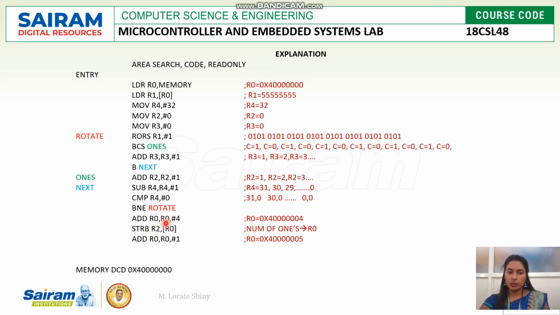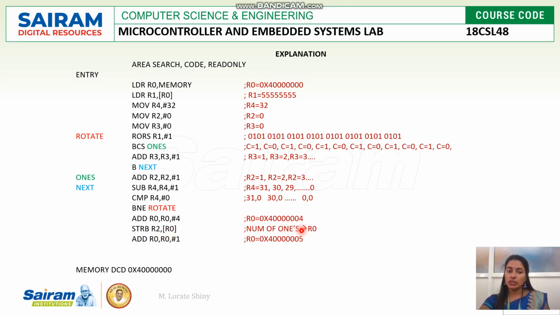Final R0 value plus 4. R0 value is taken here as 40000000, with that I am adding 4. Here only I am going to store the result. So in this address, 40000004, I am going to store the result. Which result? The R2 register. So the R2 register we kept for counting ones, that I am storing at R0, which is nothing but 40000004.